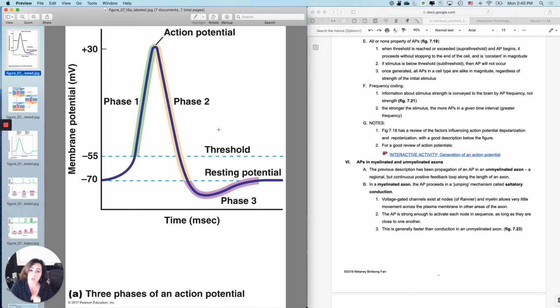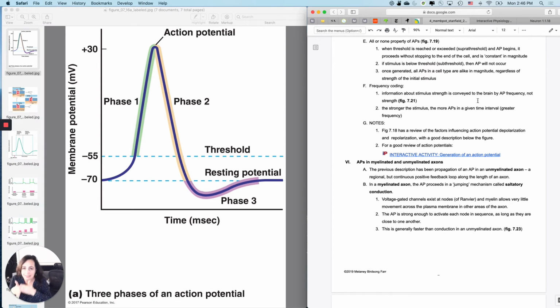So there are no strong or weak action potentials, and that's different than graded potentials, because graded potentials can be strong or weak. So no strong or weak action potentials. Once generated, all action potentials in a cell are the same as all other action potentials in the cell, which brings up a question.